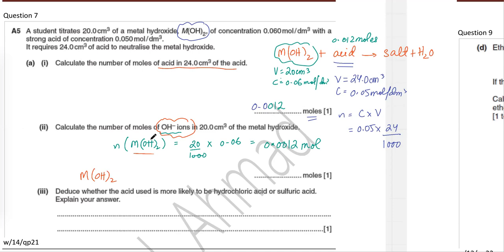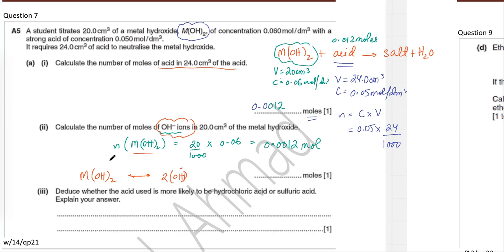He didn't ask for the metal hydroxide moles. He's asking for the moles of OH ions that are inside the metal hydroxide. So first tell me what the ratio will be. One metal hydroxide contains how many OH ions? What's the ratio? Like if I have one metal hydroxide, it contains how many OH ions? It's got two OH ions, right?